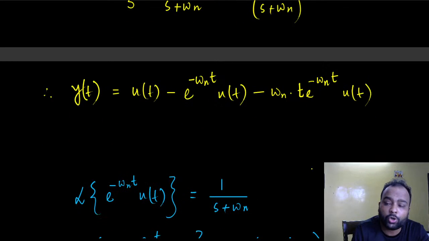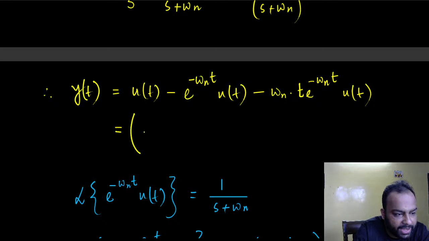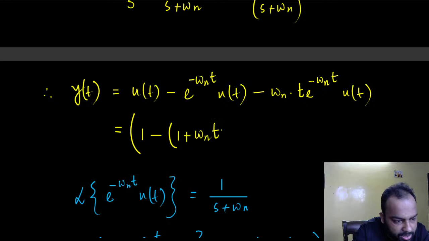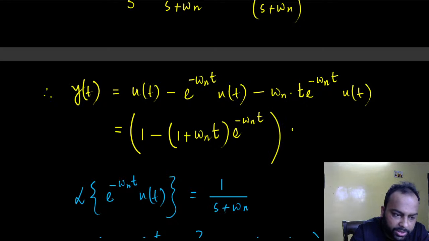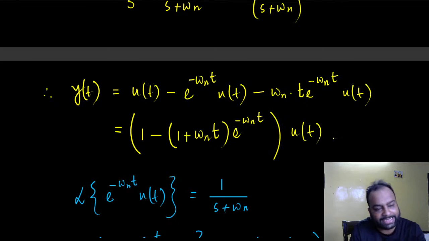Notice very carefully that there is no oscillatory term anymore, right? So when the system is critically damped, there is no longer any sinusoidal term present in the response of the system. So we can take u(t) common out of this, so this becomes 1 minus, and I can also take e to the power minus omega n t, so that would become 1 plus omega n t e to the power minus omega n t, and that whole thing is with u(t). So u(t) just indicates that the response is there for t greater than or equal to 0, and when t is less than 0, the response is equal to 0.